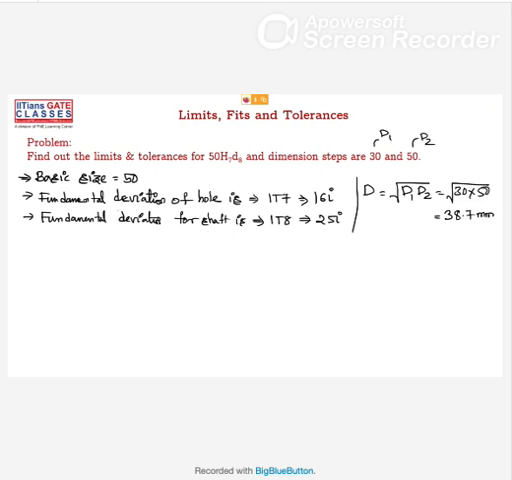Okay. So I told you the formula as 0.45 D to the power of 1 by 3 plus 0.001 into D. This is your i formula. i is equal to, let me substitute the D value, 0.45 into 38.7 to the power of 1 by 3 plus 0.001 into 38.7. Can anyone say what is the value of i?